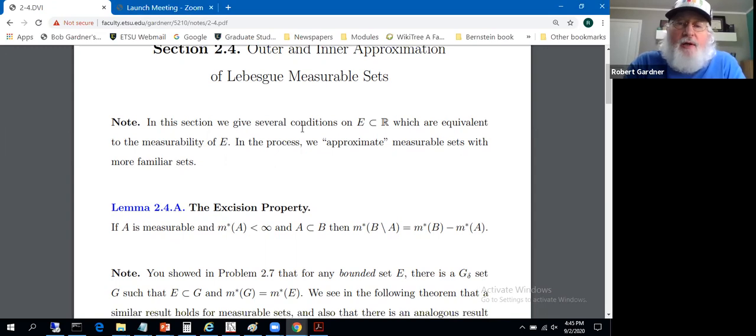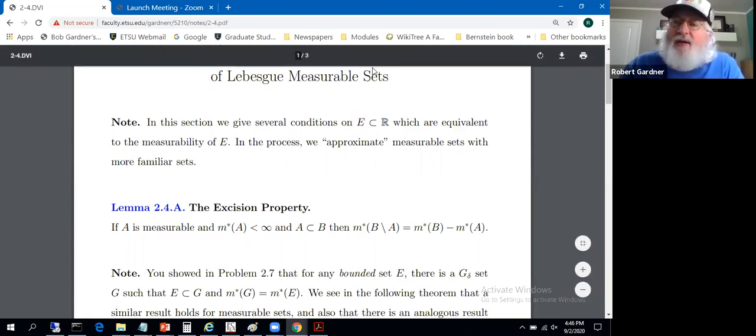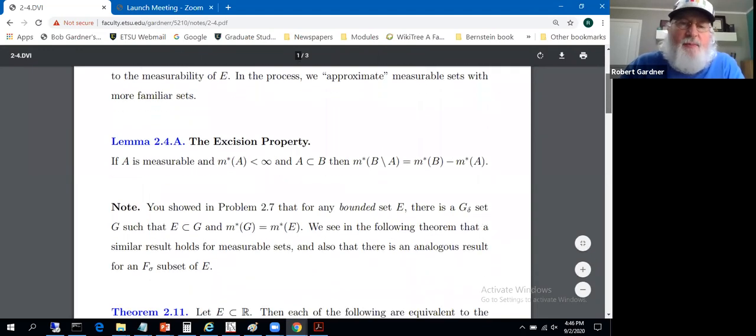And we're going to approximate, quote unquote, these measurable sets with some familiar sets, some F sigma, and some G delta sets. We've already done something similar, but slightly different from this inner and outer approximation stuff in the past.